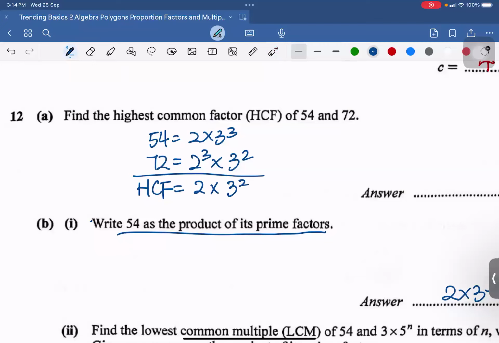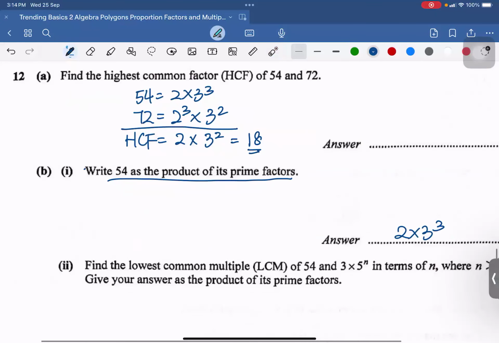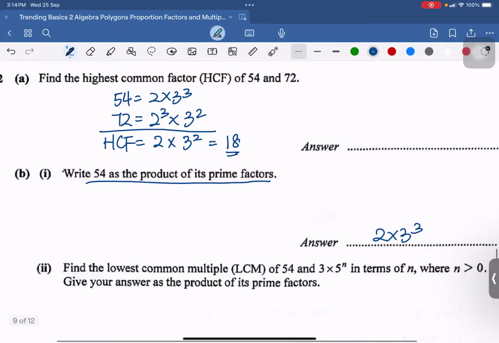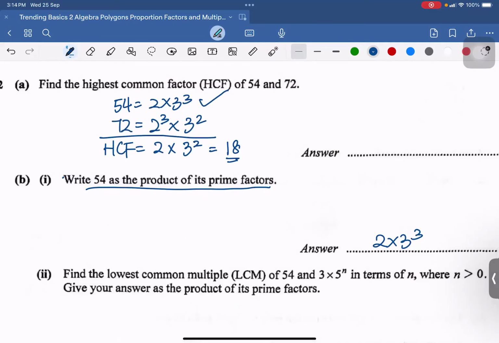Okay, but they never say in index form or index notation or as a product of prime factors. So we need to multiply out this number. The number is 18. Okay, write 54 as the product of its prime factors. So what we have just done already, this one is the answer.